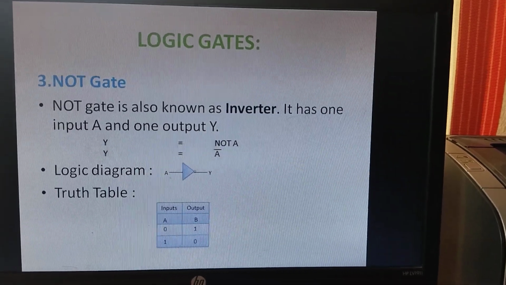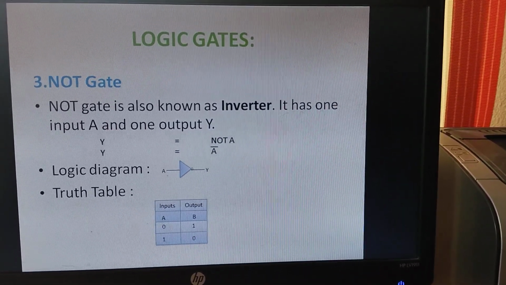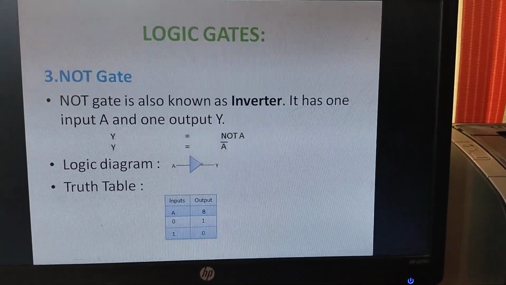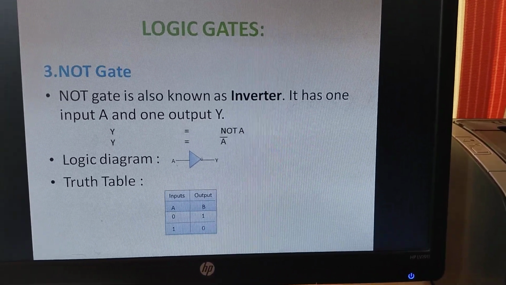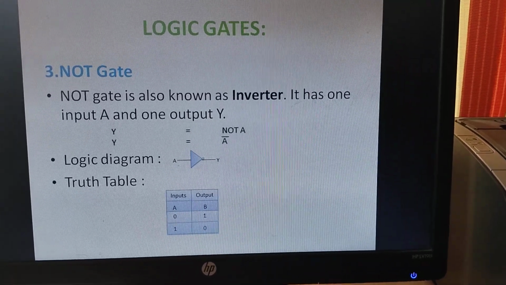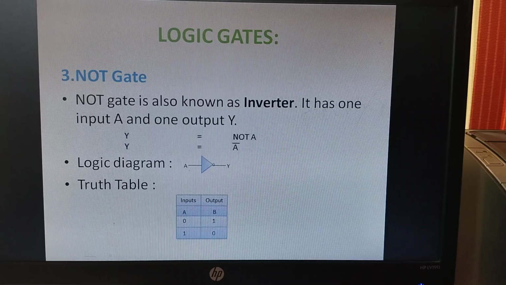Next, NOT gate. It is also known as the inverter. It has one input A and one output Y. The output is the complement of the input, that is A equal to 0, output is 1, and A equal to 1, output is 0. This is the complement of the input.